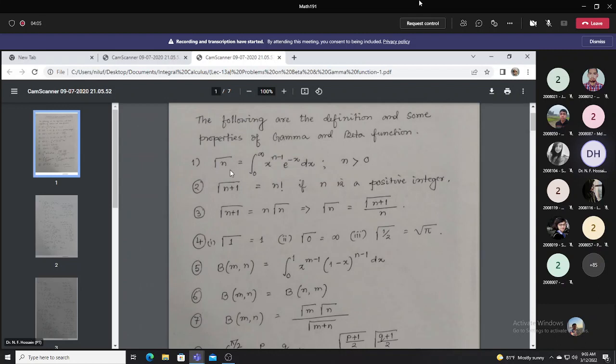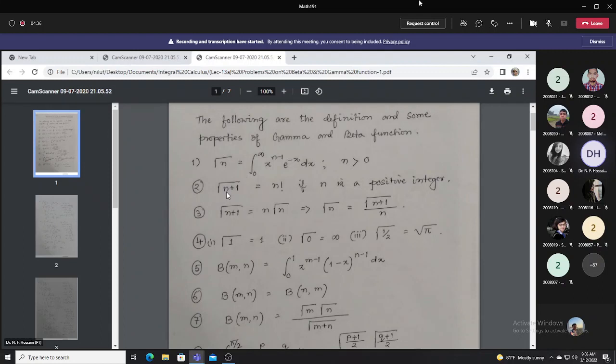Gamma n equals the integral from 0 to infinity of x to the power n minus 1 into e to the power minus x dx. Here, n should be a positive number. Remember it: gamma of a negative number is undefined. So here, n is a positive number.